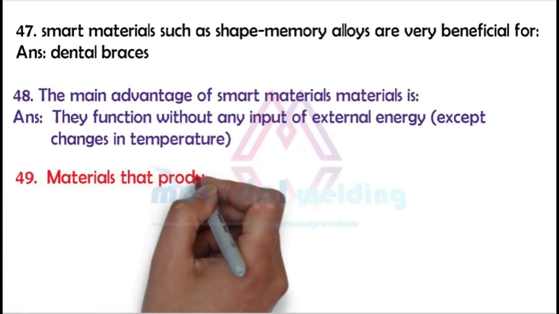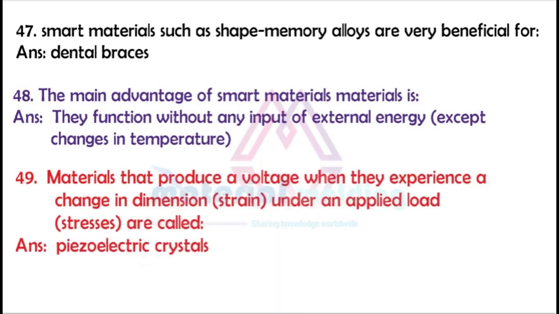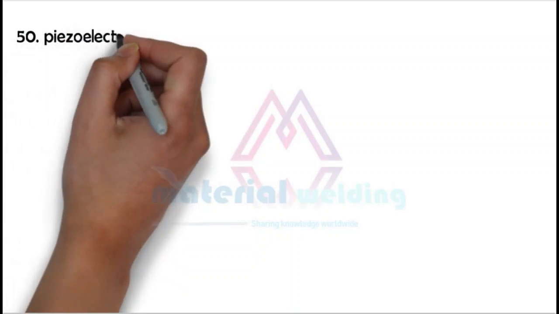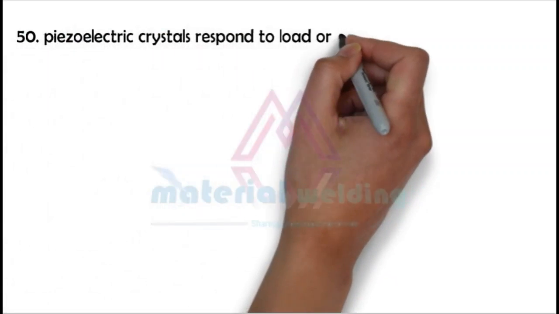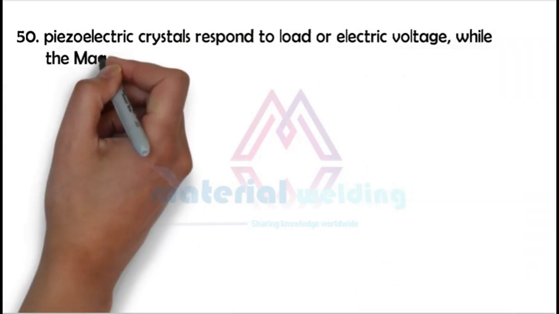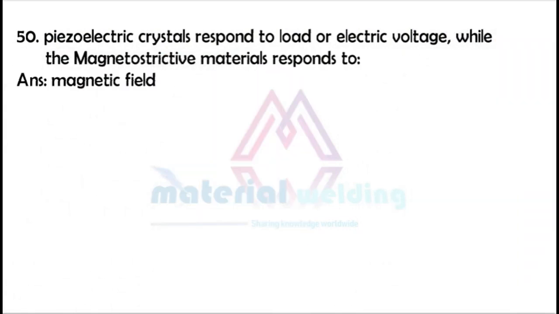The main advantage of smart materials is that they function without any input of external energy except change in temperature. Materials that produce a voltage when they experience a change in dimension under an applied load are called piezoelectric crystals. Piezoelectric crystals respond to load or electric voltage while the magnetostrictive materials respond to a magnetic field.